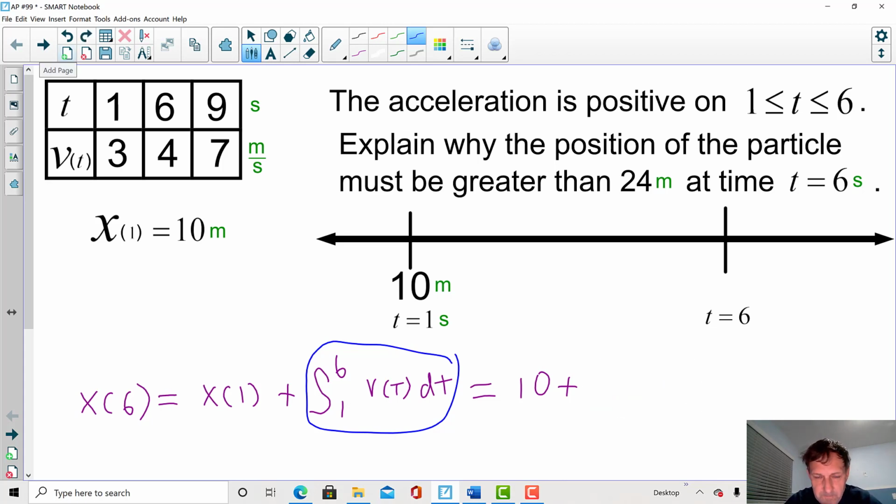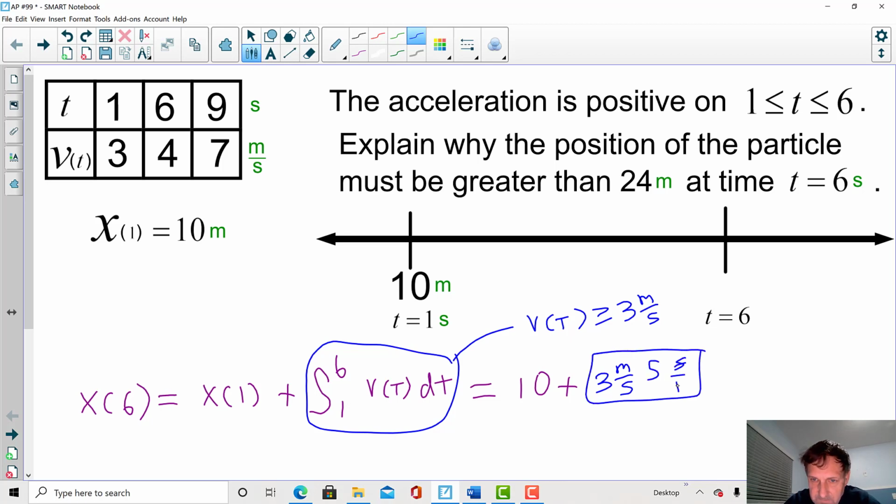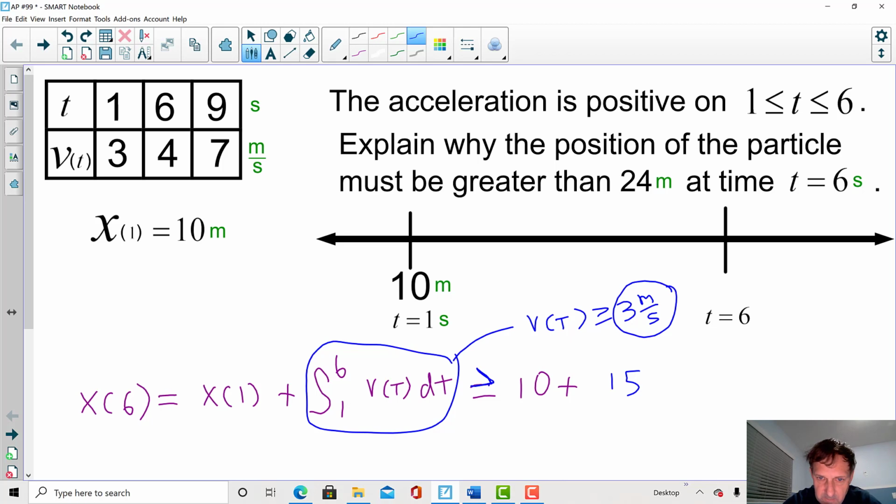But what I do know is I can figure out the changes based on the fact that I know that the velocity on that time interval is greater than or equal to 3 meters per second during those 5 seconds. So 3 meters per second times 5 seconds. When I multiply that together, I'm going to get 15 meters. So I can replace that with 15 meters. But because the velocity was greater than or equal to 3 on that interval, I know that the position when t is 6 should be greater than or equal to this amount. And of course, this is 25, which is clearly greater than 24.